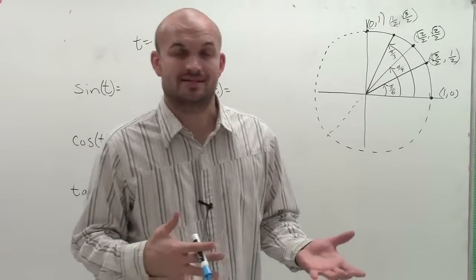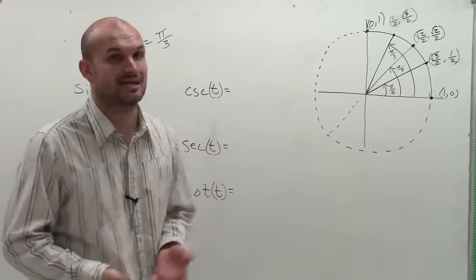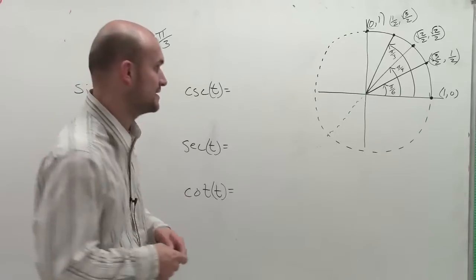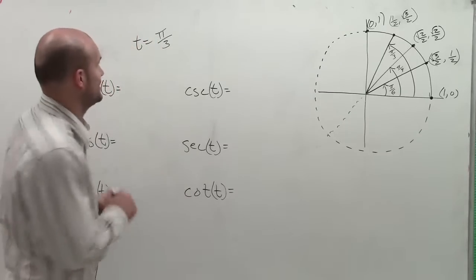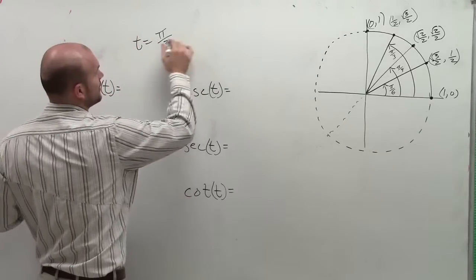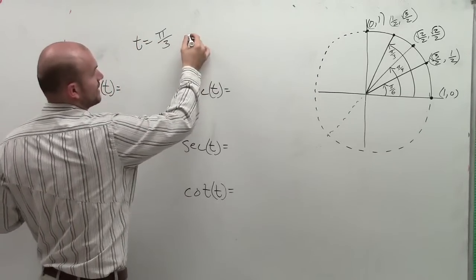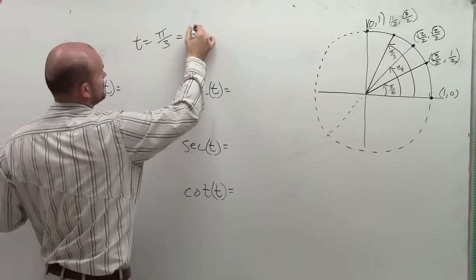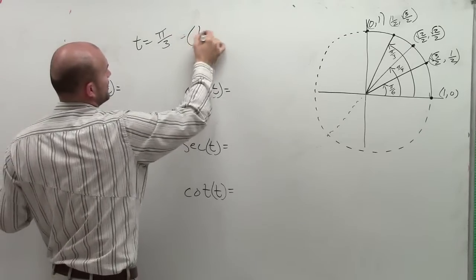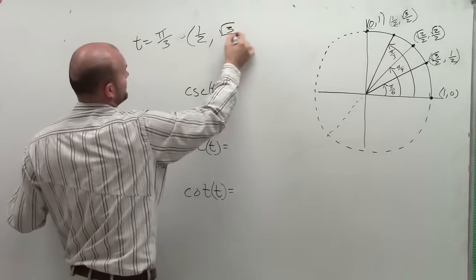To evaluate this, what we can do is find the point that's on the unit circle, and that's what we've talked about previously. So pi over 3 correlates to the point that evaluates to the coordinate point of 1/2, square root of 3 over 2.